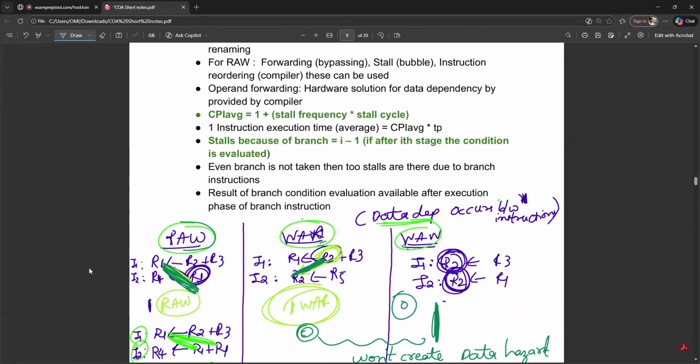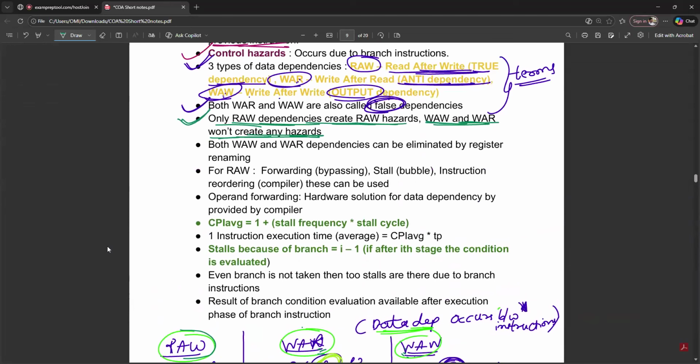If RAW dependencies are there, right? Let's say you have found out that there are 4 RAW dependencies, then you have to make the pipeline and then you have to check whether any problem is there or not. If any problem, then it creates the RAW hazard.